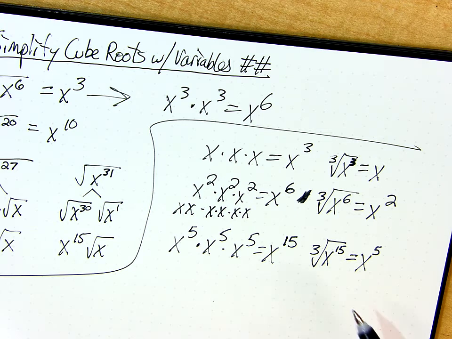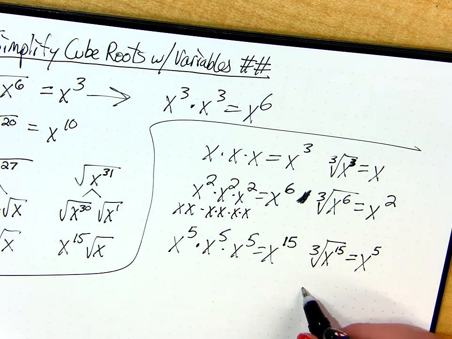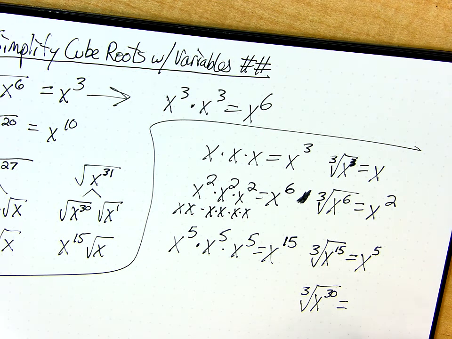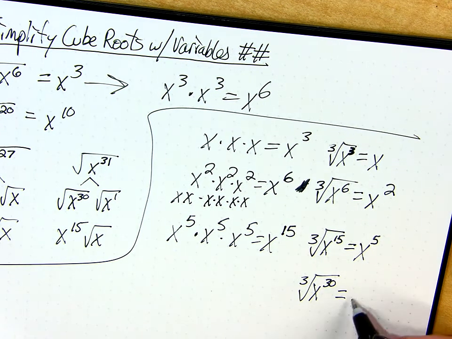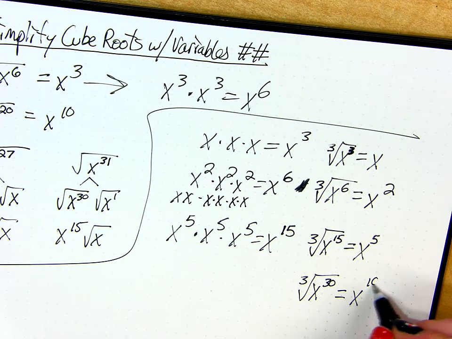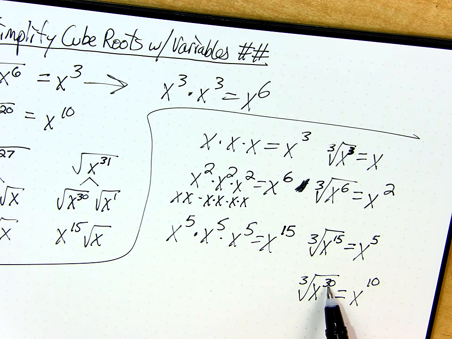If I asked you, okay guys, what's the cube root of x to the 30th? Could you see how to jump right to that answer? You just divide it by 3. Correct. I'm basically just taking whatever my exponent is and I divide it by the index. You do the same thing for the square roots.